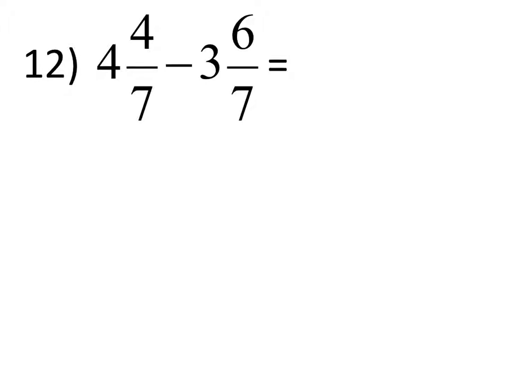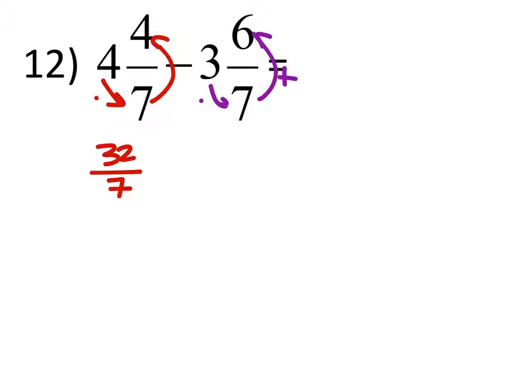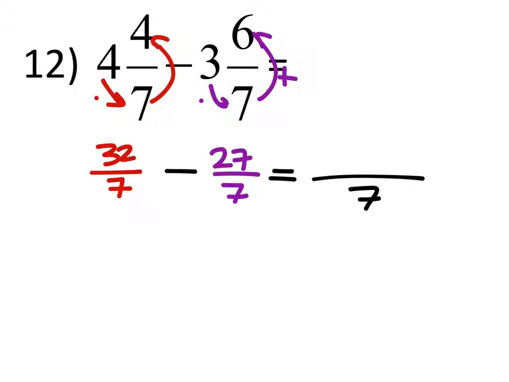Yeah, let's do this one. So, 4 times 7 is 28, plus 4, 32 sevenths. And I got 3 times 7 is 21, plus the 6, 27 sevenths. So again, this one has common denominators of sevenths. 32 minus 27, I'm going to skip a step here, 5 sevenths. That's simplified.